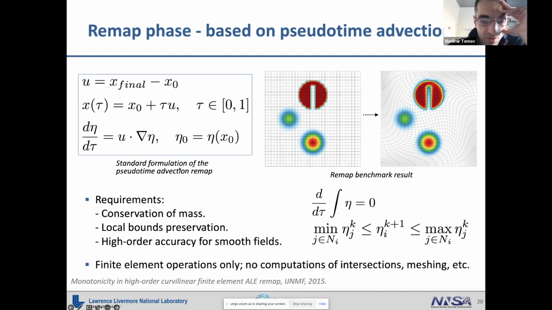Yes, this is called advection remap requirements. Of course, you want to be conservative. You don't want to change the mass. And you want to preserve local bounds. You don't want to introduce spikes or new extrema. And of course, high order accuracy. You want to be accurate up to some degree on smooth problems. Yes, again, I keep repeating that, but it's important. It's only finite element operations. We don't have geometrical reconstructions.